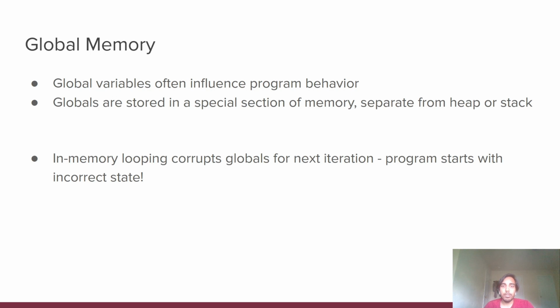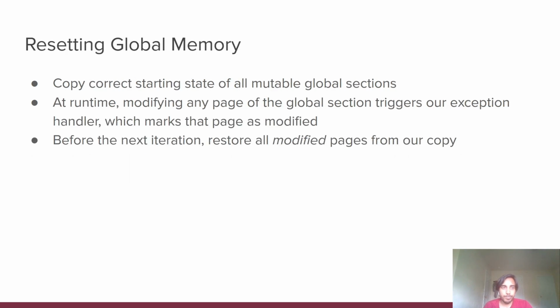Now we get to the final state, which is the global memory. Global variables influence the program quite a lot. We know that global variables are stored in special sections of memory, separate from the heap and stack, called the BSS and the data section. There are two for global variables. Of course, a target run would corrupt global variables for the next iteration.